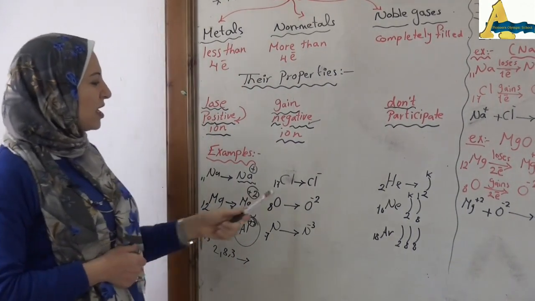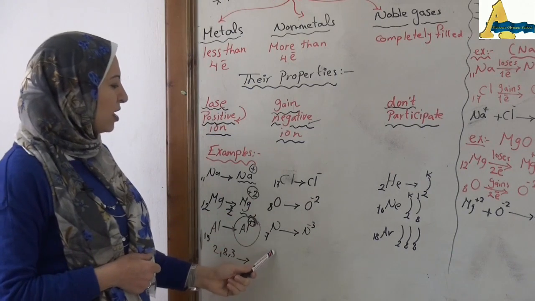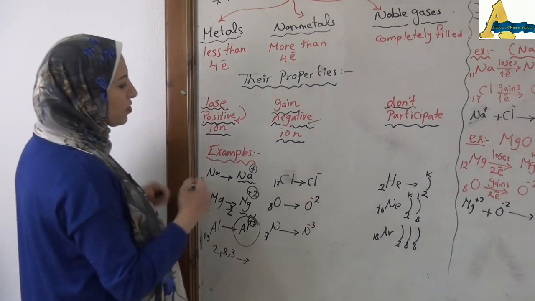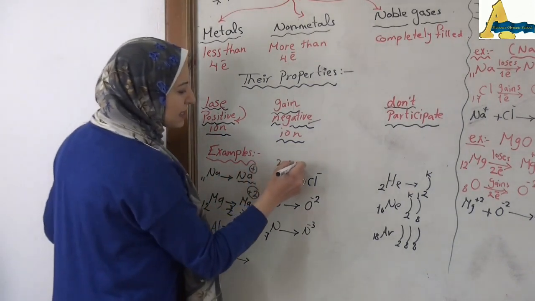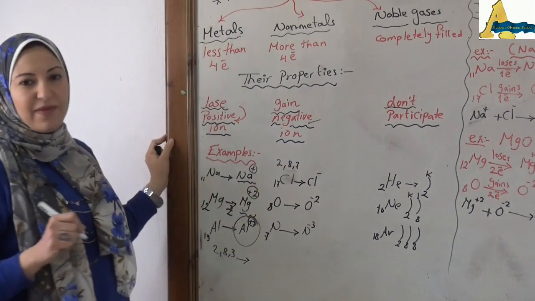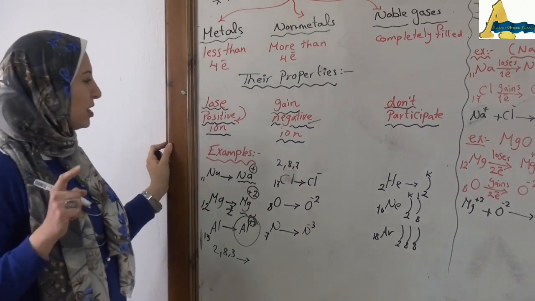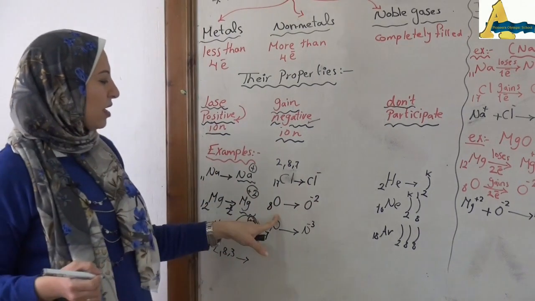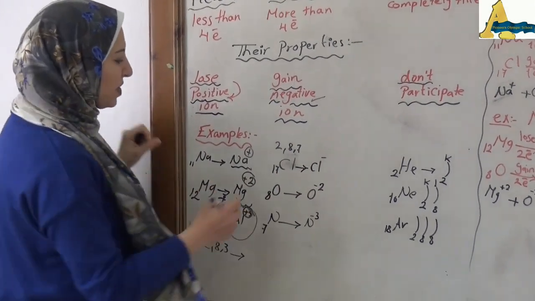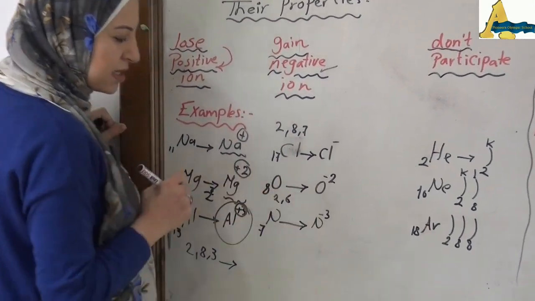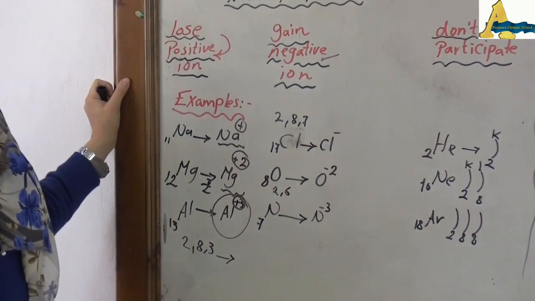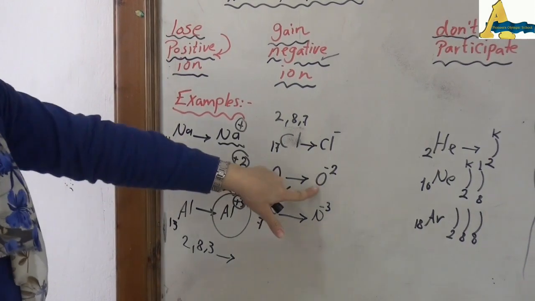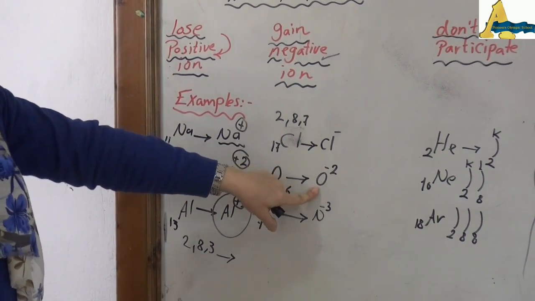Examples for the non-metals are chlorine, oxygen, and nitrogen. Chlorine 17 will be distributed as 2, 8, and 7. During the chemical reaction, it's going to gain 1 electron and change into a negative ion carrying 1 negative charge. Oxygen O 8 is distributed as 2 and 6. During the chemical reaction, it needs 2 extra electrons to complete it with 8, so it's going to gain 2 and change into O negative 2.